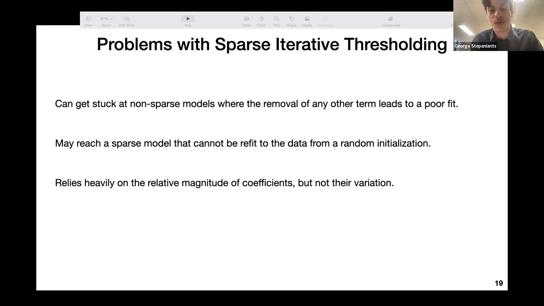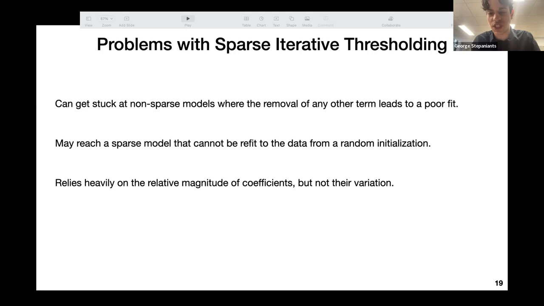And another point, which I'll discuss in further slides, is that sparse iterative thresholding relies very heavily on the relative magnitude of coefficients, so how large a coefficient is compared to the rest. But what it really can't capture is the variation, or how varied a coefficient is around its mean. So if you took a model and were able to fit it, let's say 100 times, would you see a wide spread in this coefficient in front of a polynomial term, or would it be very well concentrated around its mean? Sparse iterative thresholding doesn't really take these kinds of notions into account, which are very useful for being able to choose which terms you want to keep.